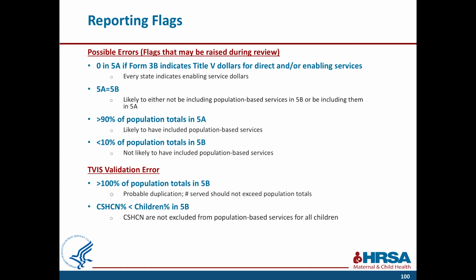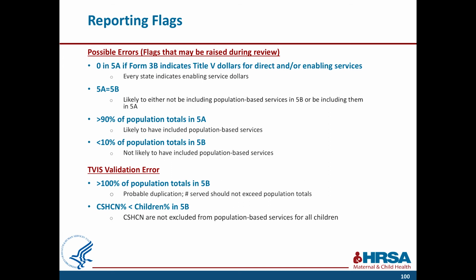If you have a 0 in 5A, and yet this is where our forms talk to one another, Form 3B has Title V dollars for direct and enabling, and you're telling us 0, we don't do any direct services. Well, you said on Form 3B you did. So these are the kind of things we're going to come back and say, something's not right here. 5A equal 5B, we've talked about that. It shouldn't, unless you are not doing any population-based services.